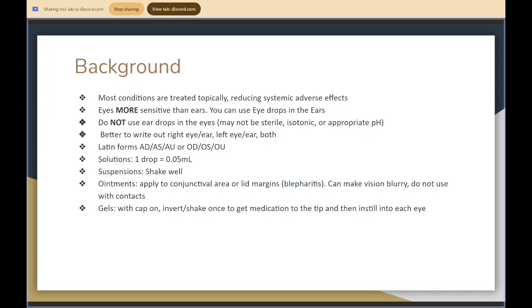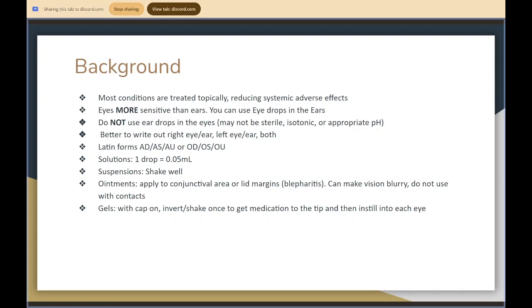So eyes are more sensitive than the ears. What that means is you can take your eye drops and use them in the ears, but you cannot use your eardrops in the eyes. And the reasoning for that is it may not be a sterile preparation, may not be isotonic, or the pH may not be appropriate.